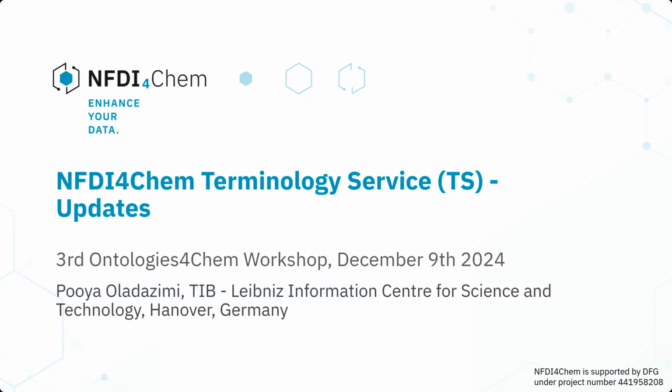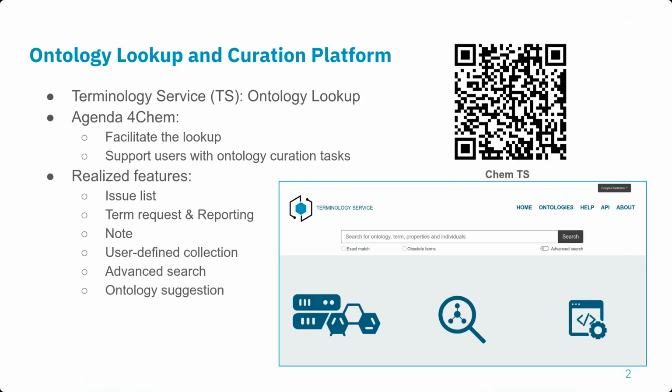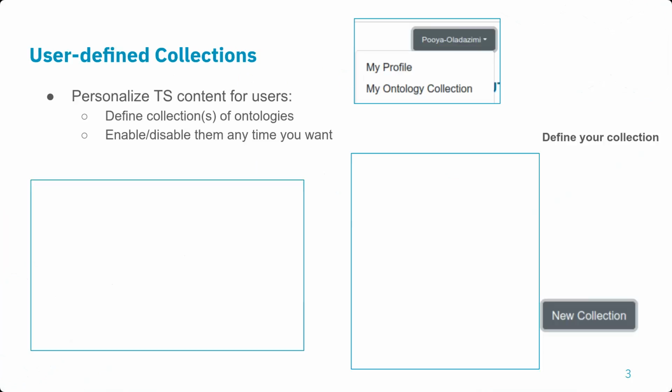Terminology service, the name was brought up so many times. It's a place that you can look up ontologies and terminologies. Last year, we mainly focused on improving the experience of using a terminology service by supporting more lookup features and also personalizing the content for users in both the lookup and curation process.